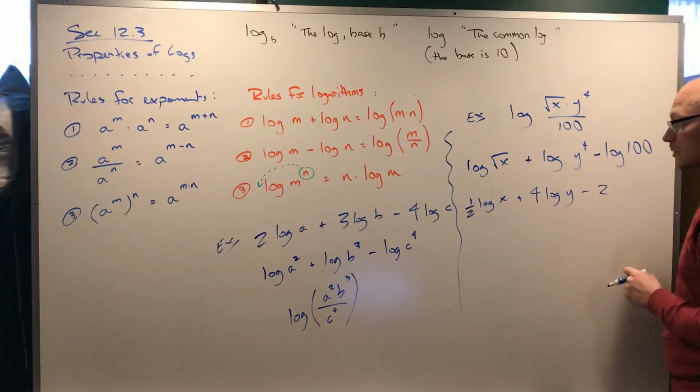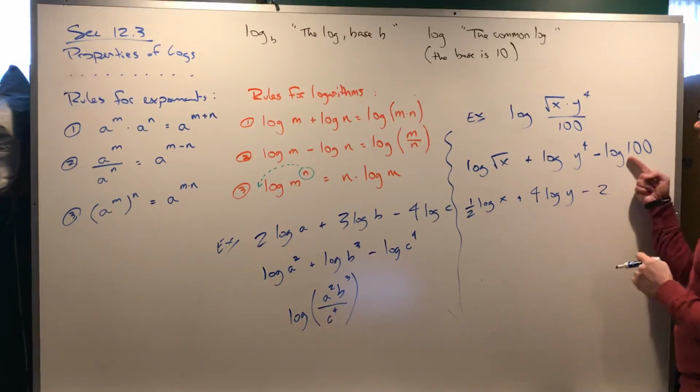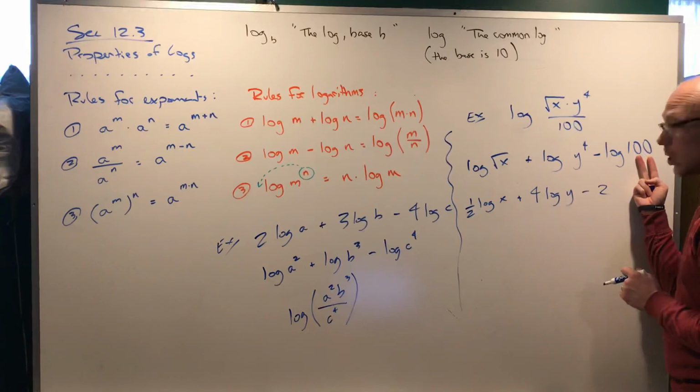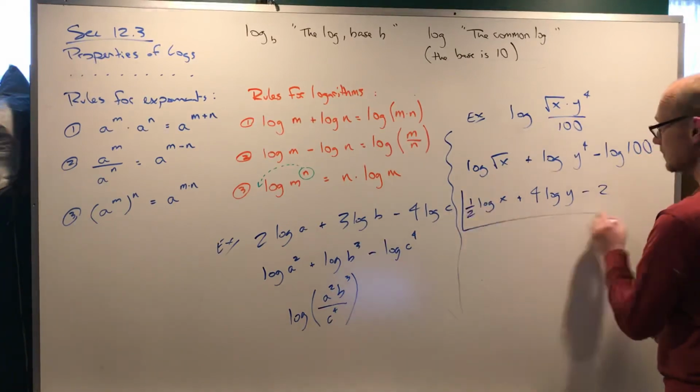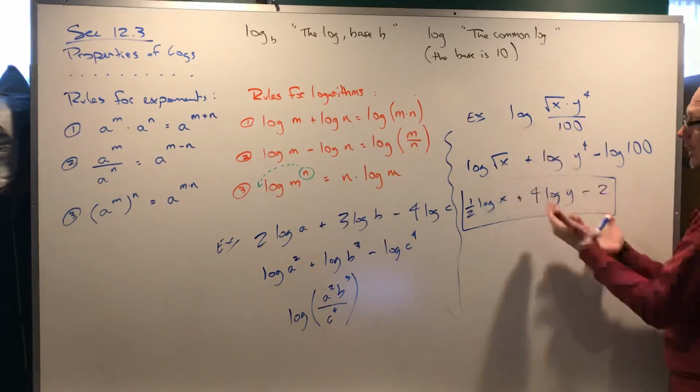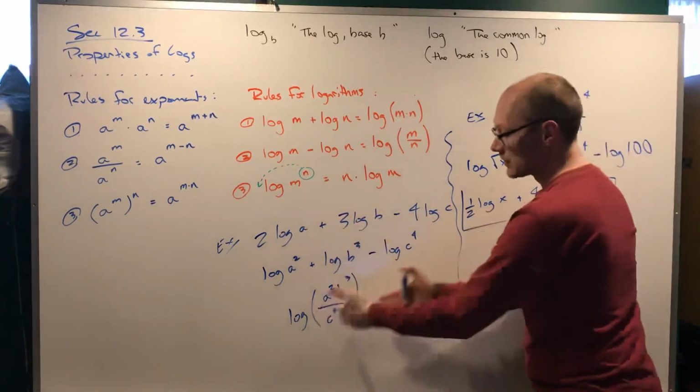You can type that in the calculator and prove that yourself. Suffice it to say that when you have a base of 10, however many zeros you have here, that's what the log equals. So this becomes our final answer. Single log separated, multiple logs combined.